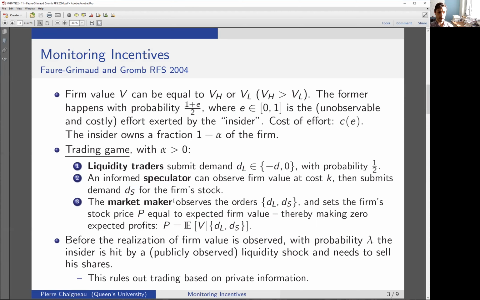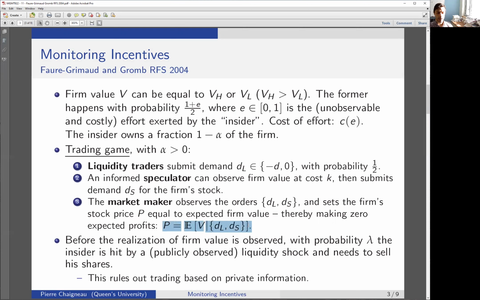And then a market maker. So he's going to observe each of these orders. So he observes DL and DS. Of course, he doesn't know which trader submitted which order. Orders are still anonymous. And so this market maker observes the set of orders submitted to him, and then he sets the firm stock price P in such a way that he makes 0 expected profits. So that's, again, exactly like in the Kyle model.